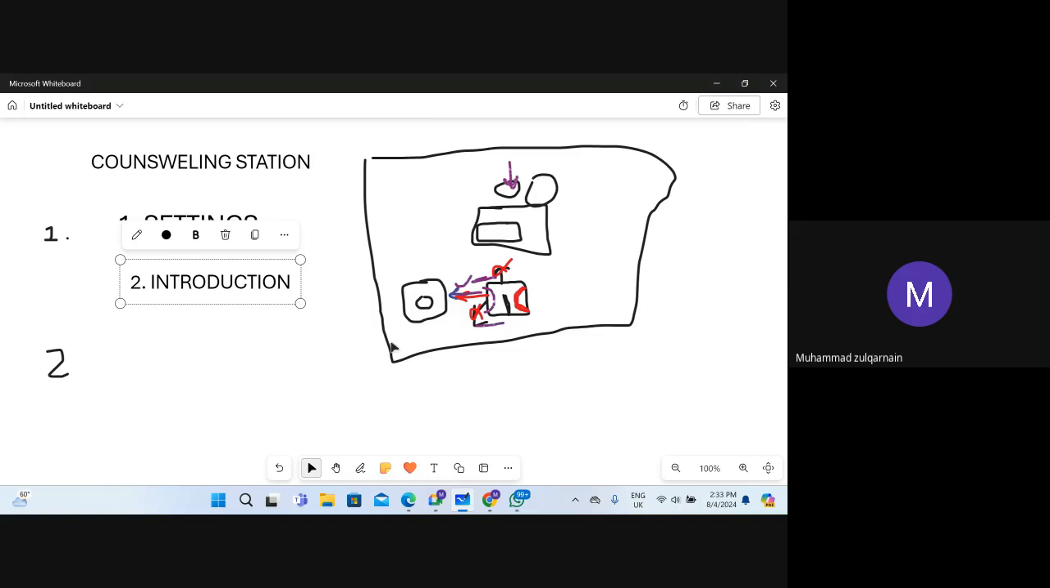So you got your introduction from the patient, and now after the introduction, what you want next is to continue with the counseling station. The first thing you are going to do after this introduction is the invitation. I call it the first invitation. So now you will invite the patient.